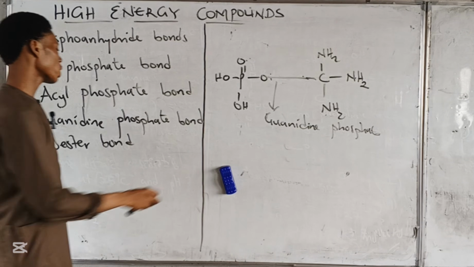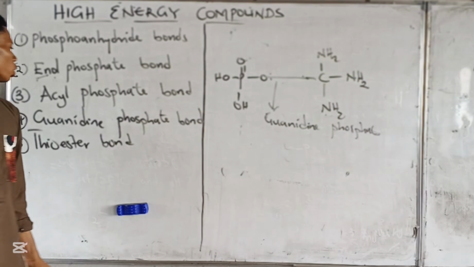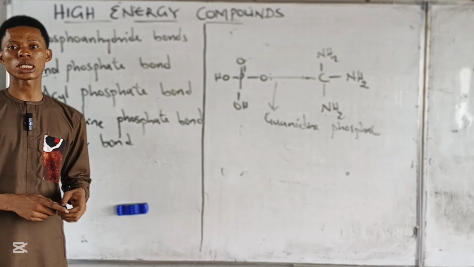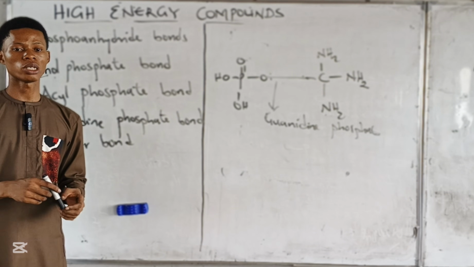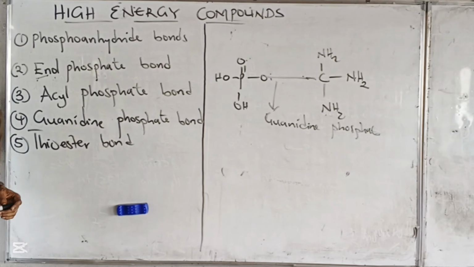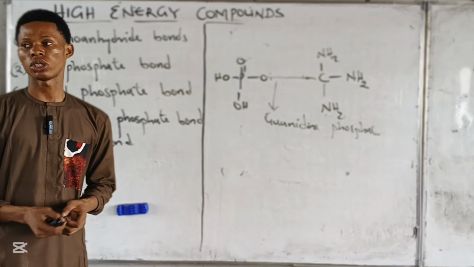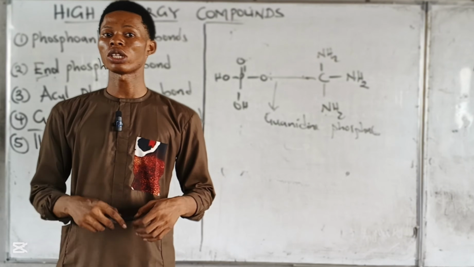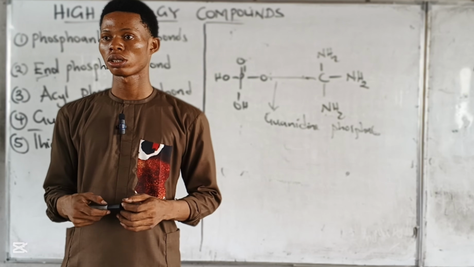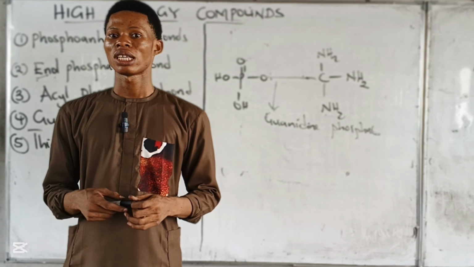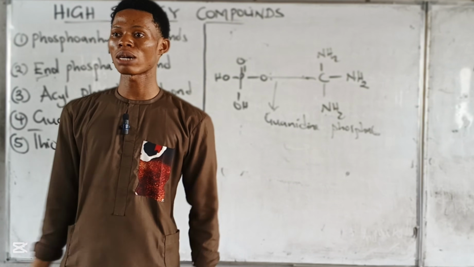Then the next one, thioester bond. This guanidine phosphate bond is found in phosphocreatine. Phosphocreatine is found in the muscles. It's an energy source in the muscle. Now, thioester bond is not a typical high energy bond because it does not contain a high energy phosphate bond. So if you are asked to give an example of a high energy bond that does not contain phosphate, it is the thioester bond.